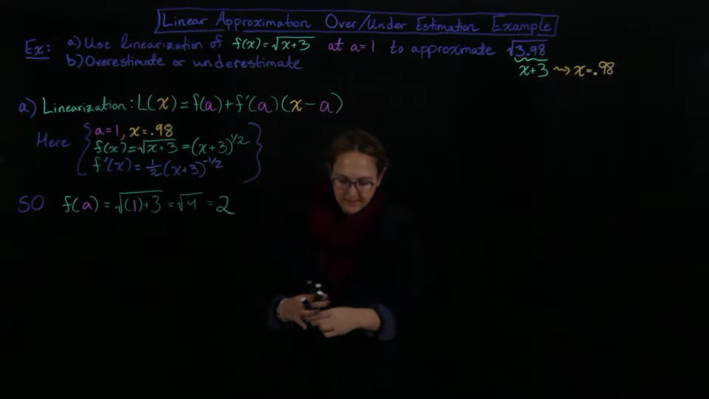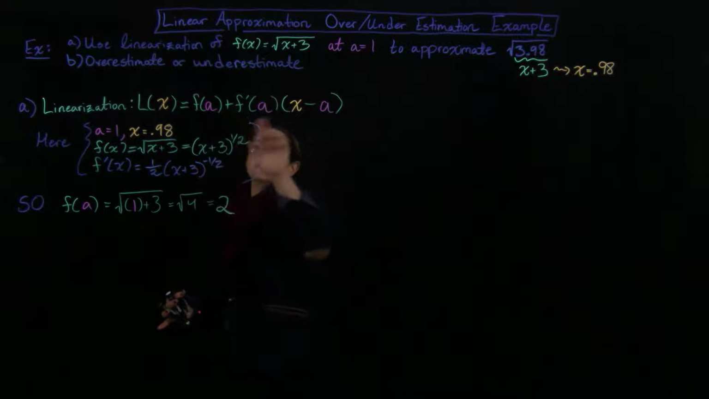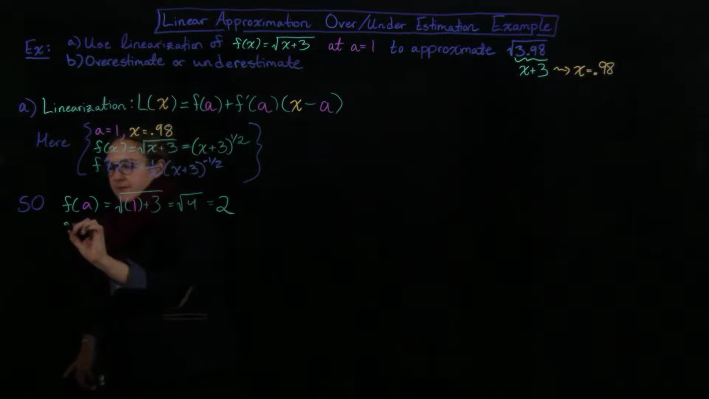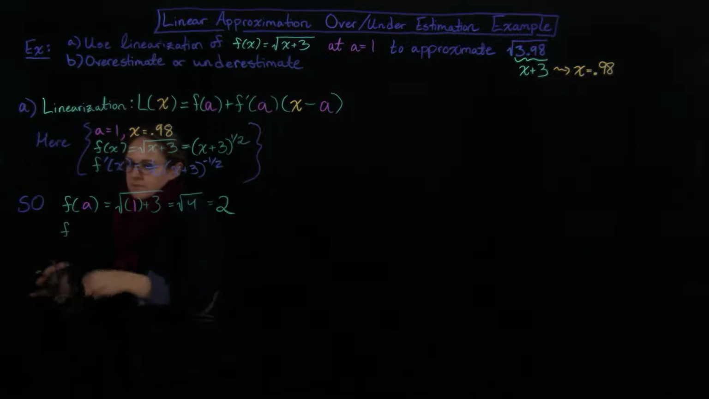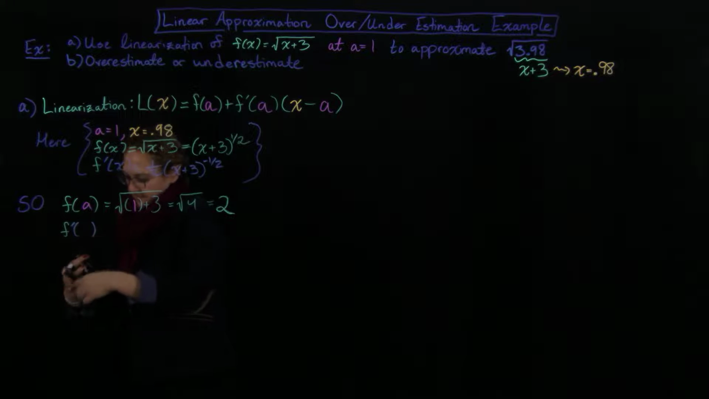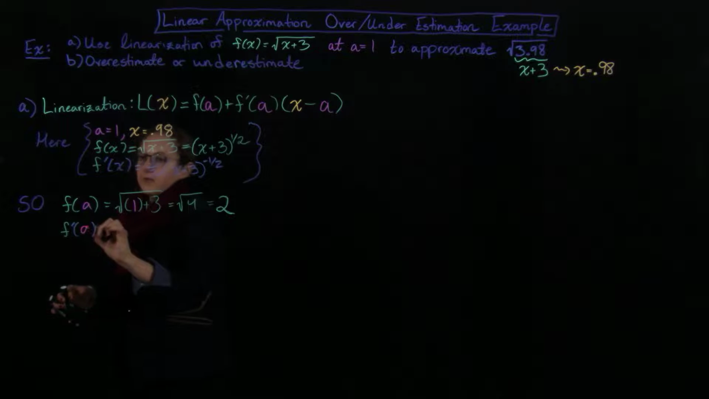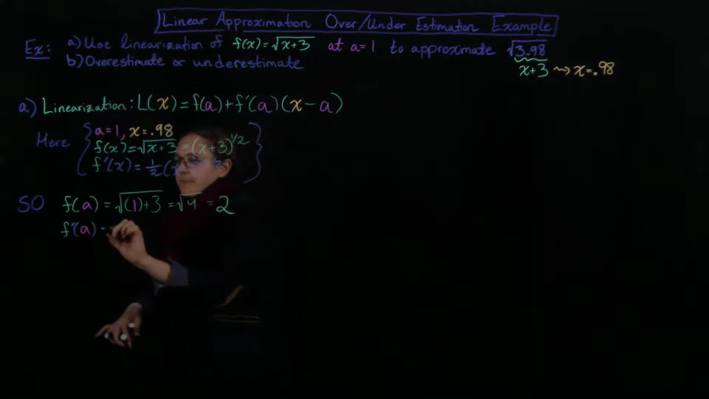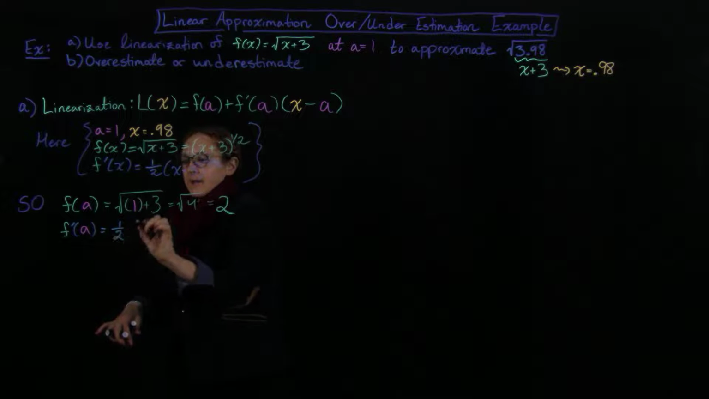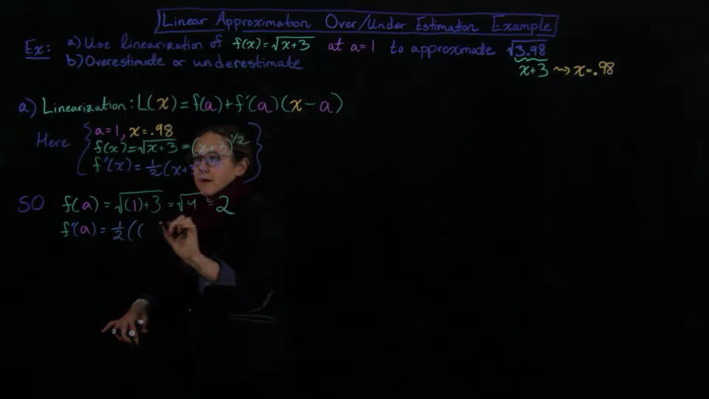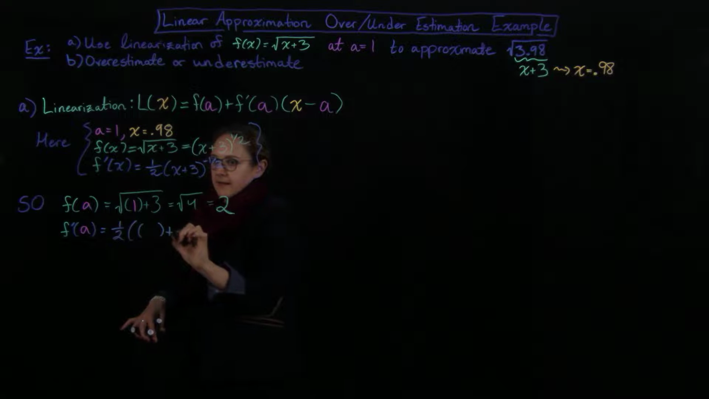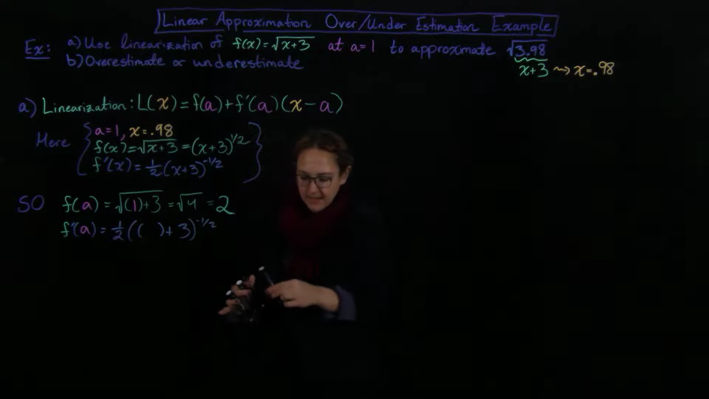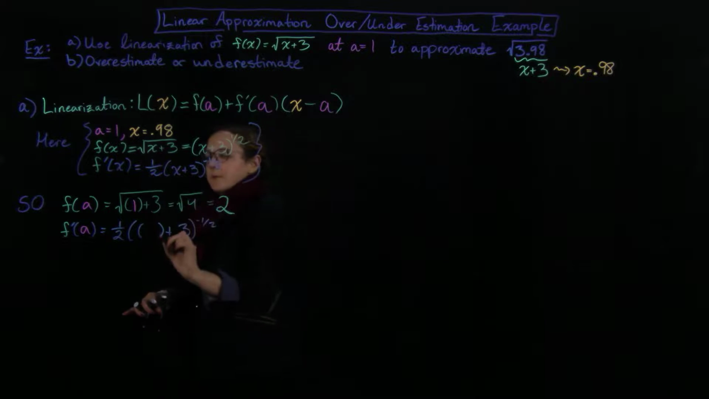And now we keep going. So we also need, in here, we've done our f of a, we need our f prime of a. So our f prime of a, well, now we can use this function that we have here. So this is going to equal 1/2, and then we want to put our parentheses where the x is there, because we're going to put our a into there. And we go ahead and put our a in, which we know is 1 from up there.